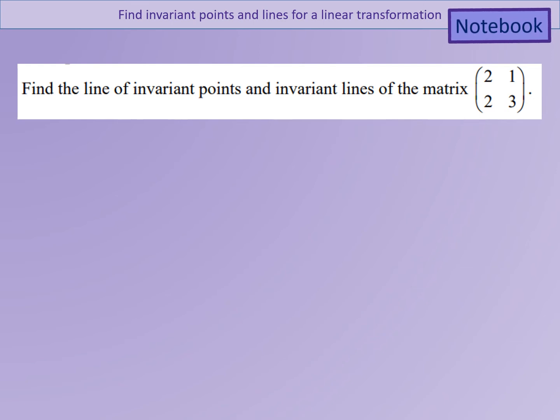So in this example, we're going to look at finding any lines of invariant points and also any invariant lines of the matrix (2, 1; 2, 3). So we know that lines of invariant points are just special kinds of invariant lines. So we'll start by finding the lines of invariant points, then we'll move on to the invariant lines afterwards. Invariant points are any point that is completely unchanged by the transformation. So they satisfy matrix times (x, y) equals (x, y).